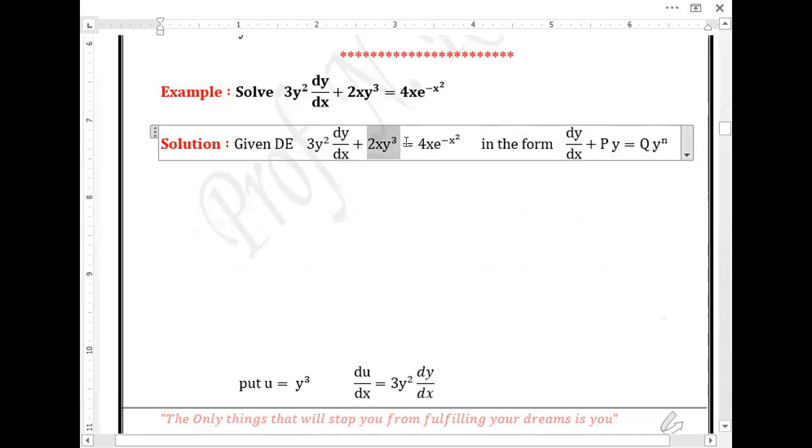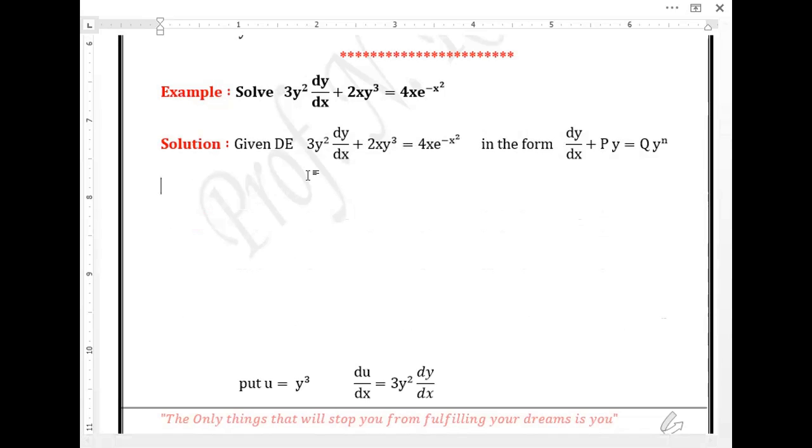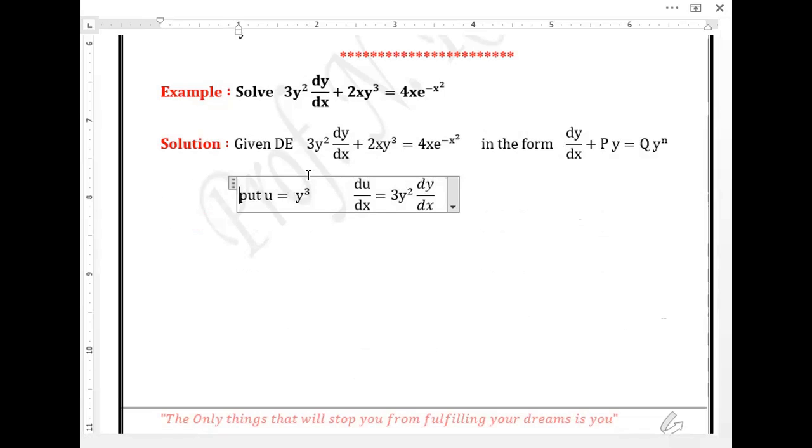This is the right hand side. This is the variable which I have to put here. We have to make the simplification, putting the value for y cube is equal to u, finding its derivative, then making the simplification. This procedure is very simple. So putting the value for u is equal to y cube, then du by dx becomes 3y square dy by dx. We have to put both the values in the differential equation. So we have to find dy by dx. The dy by dx is nothing but 3y square dy by dx equal to du by dx.